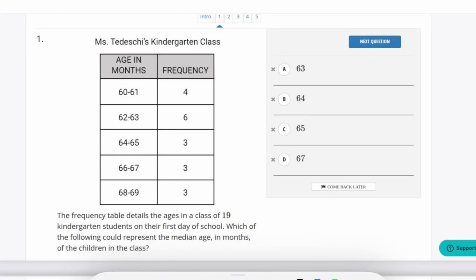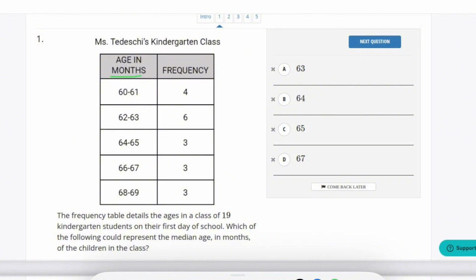Hey guys, today we're going to do one variable data distribution, and these are the medium questions. So here our question number one is Miss Tedeschi's kindergarten class. The frequency table details the ages in a class of 19 kindergarten students on their first day of school. Which of the following could represent the median age in months of the children in the class? So this is the age in months, and this is the frequency.